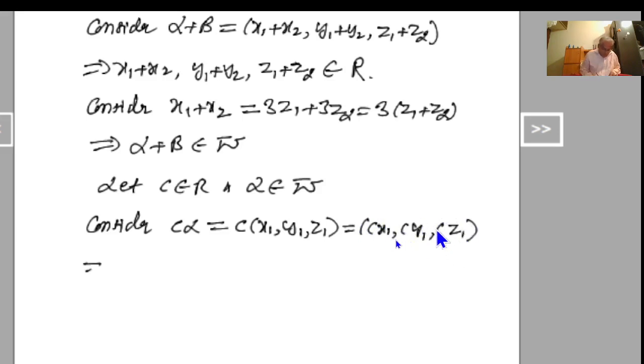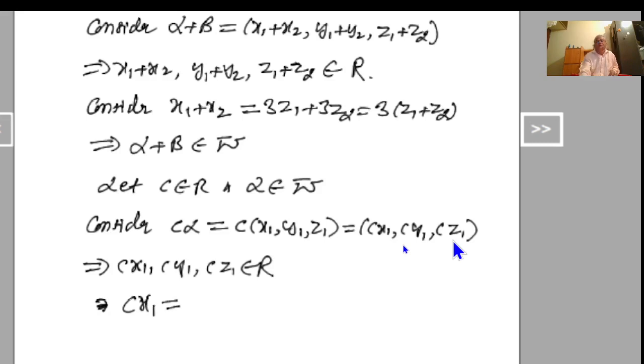And here we have C belongs to R and x1, y1, z1 they also belong to R. Therefore Cx1 belongs to R, Cy1 belongs to R, Cz1 belongs to R. This implies Cx1, Cy1, Cz1 belongs to R. And consider C into x1, first element equal to 3 times the third. This element I have to prove.